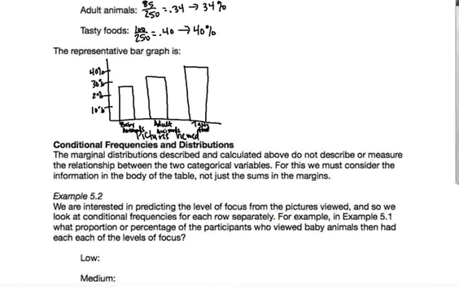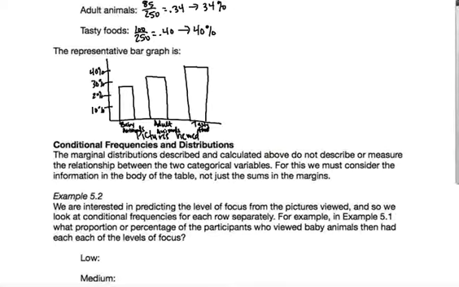Conditional frequencies and distributions. The marginal distributions described and calculated in the last examples do not describe or measure the relationship between two of the categorical variables. We were looking specifically just at adult animals or specifically just at people that had medium levels of focus. We weren't looking for people that had medium levels of focus and looked at adult animal pictures.